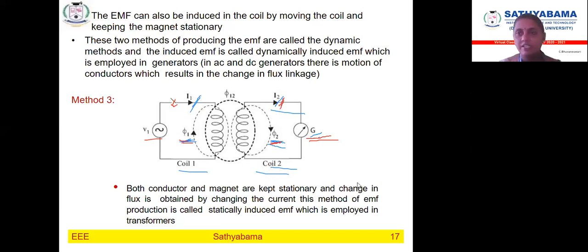In the transformer, we will be having two coils, primary winding and secondary winding. How to define a transformer: it is a static device with the help of which you can step up or step down the voltage or the current according to the requirement.